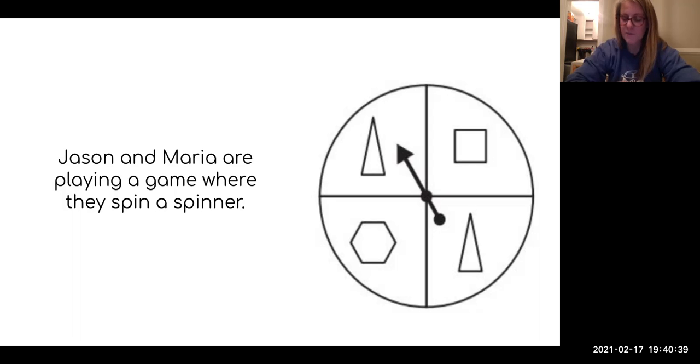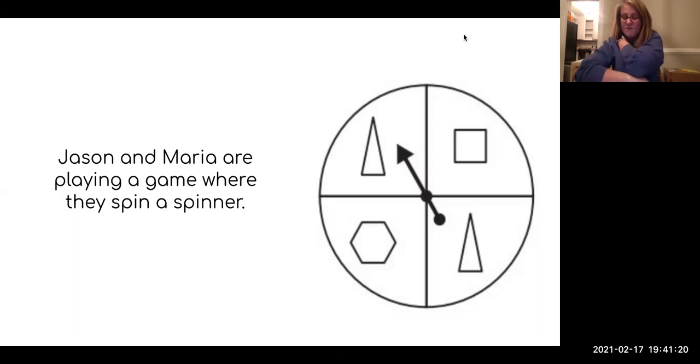Is the spinner more likely to land on one section or another? Why or why not? This spinner is not more likely to land on one of these sections because all of the sections are the same. They are all 1/4 of our total circle. They're all the same size and they take up the same amount of space.